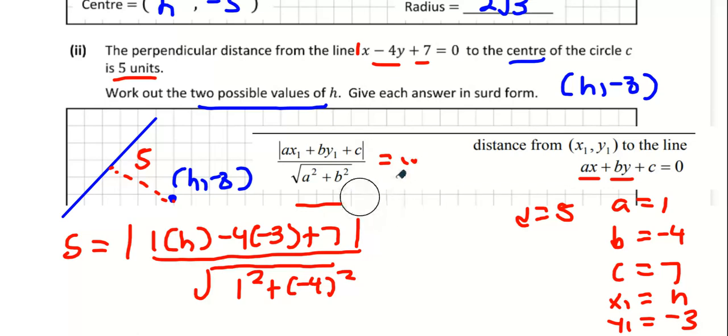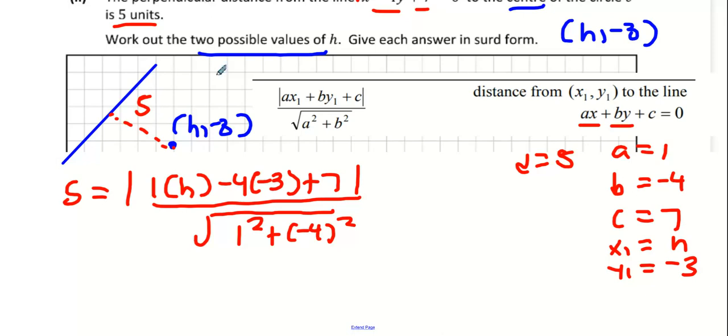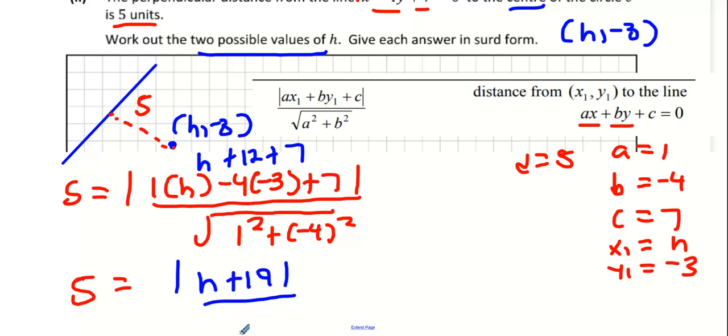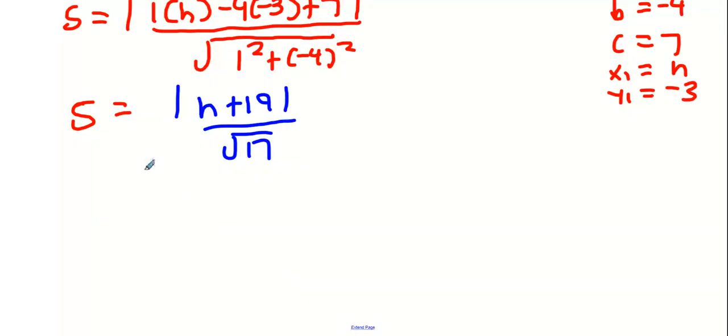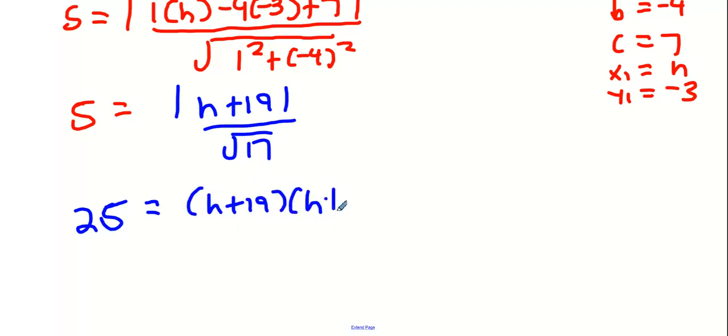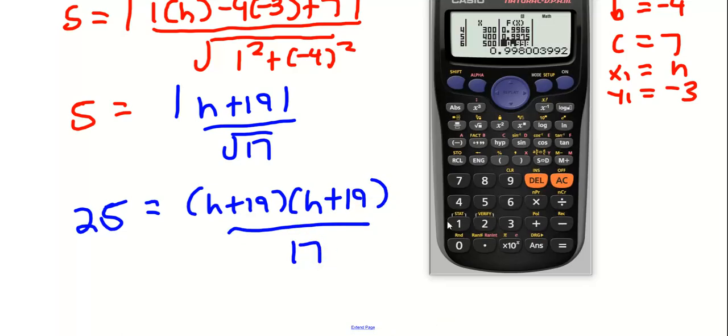I'll do that in a second. You will square both sides in a second. So that's still 5, and that's going to be h plus 12 plus 7. I'm going to get h plus 19. On the bottom, square root of 17. Okay, now I'm going to square both sides. 5 turns to 25. H plus 19 turns into h plus 19 multiplied by another h plus 19, and then the 17 on the bottom. So I'm going to do 17 times 25.